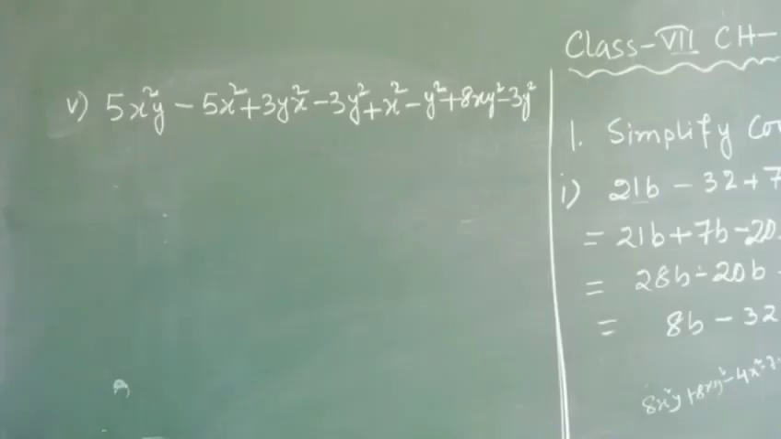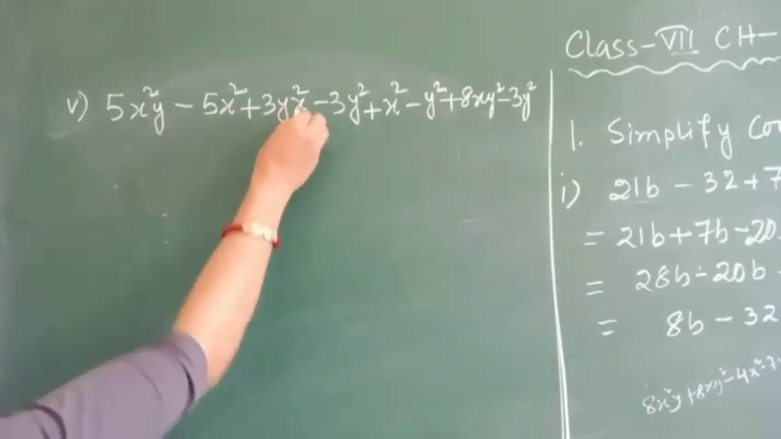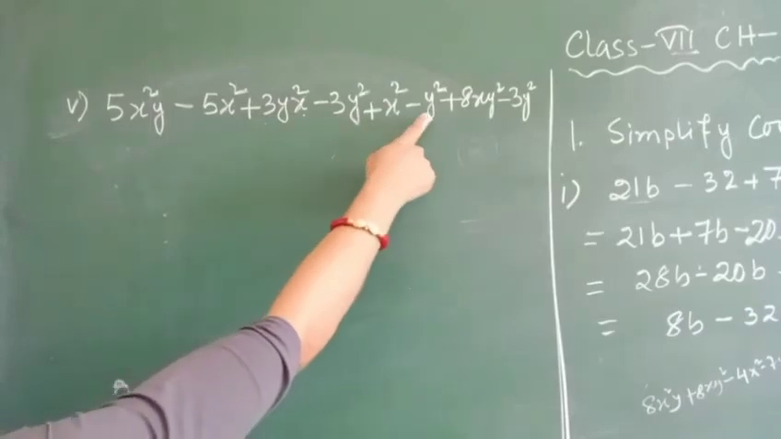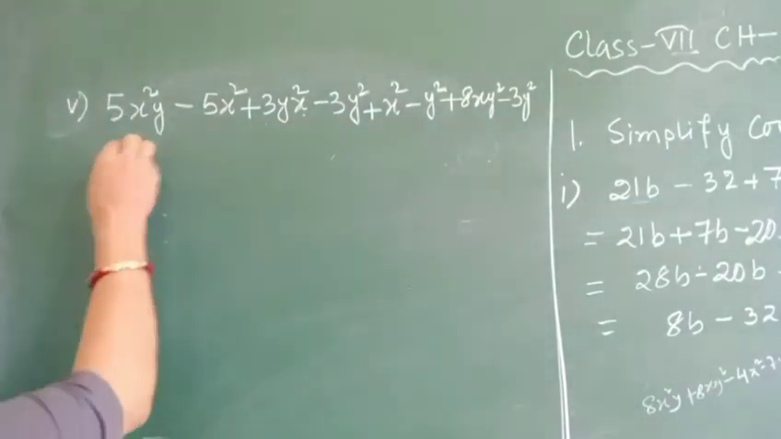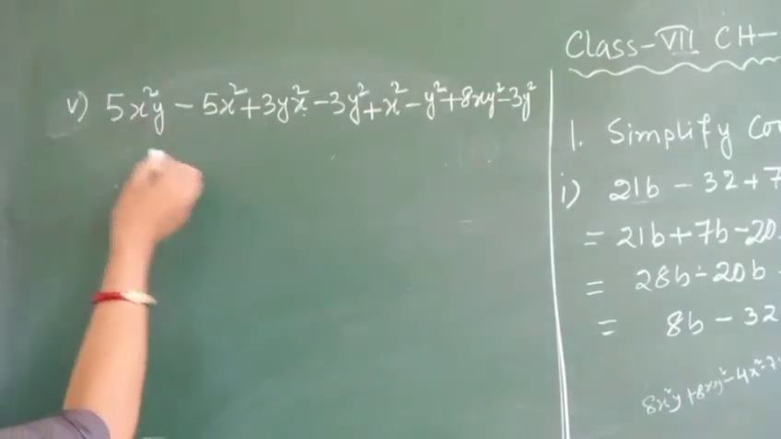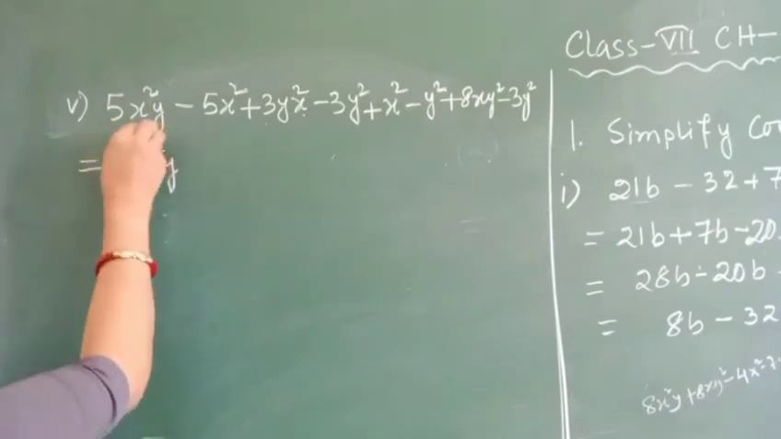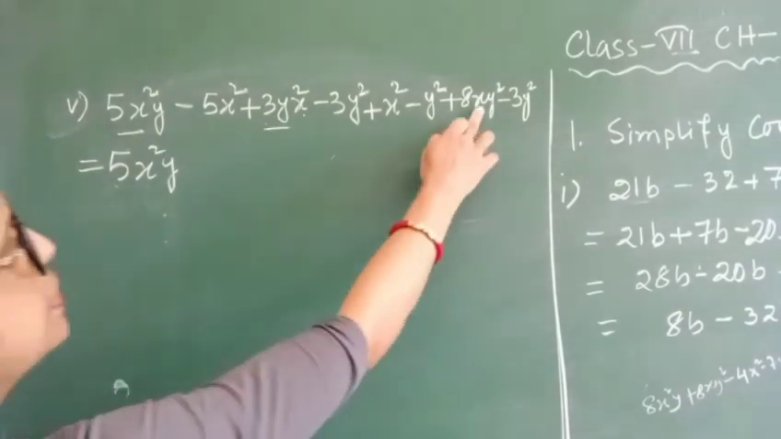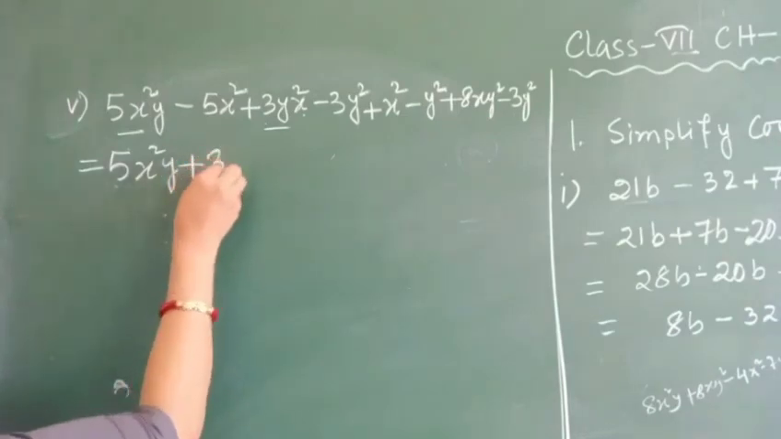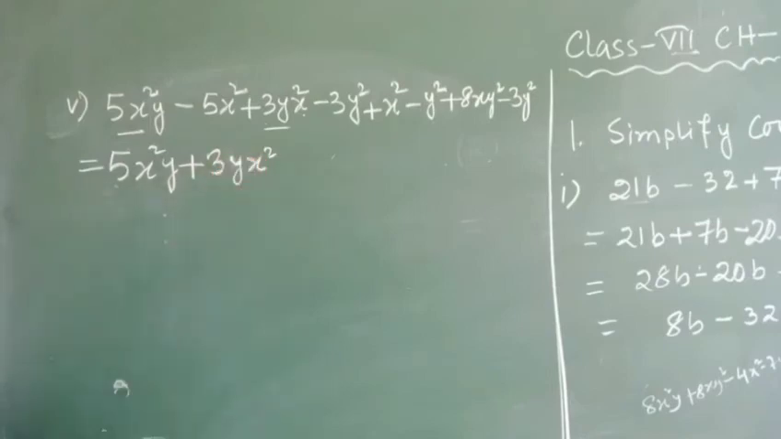Okay. Now question number 5. See the question: 5x square y minus 5x square plus 3yx square minus 3y square plus x square minus y square plus 8xy square minus 3y square. Here what I have to do is arrange according to the like terms first. 5x square y. Is there any x square y? Yes, this is x square y. But this is xy square. We will not take this. 3y x square.